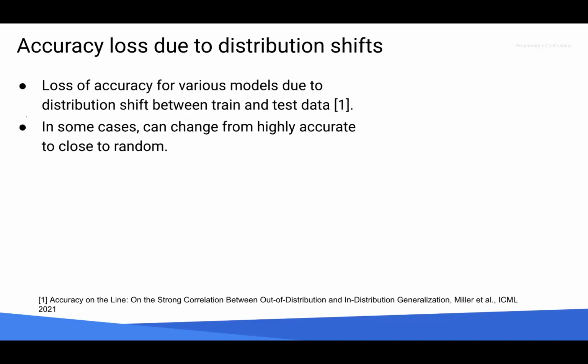And this talk is going to be primarily about why neural networks are brittle to distribution shift, and can we design new algorithms which enable these models to be more robust to distribution shift.